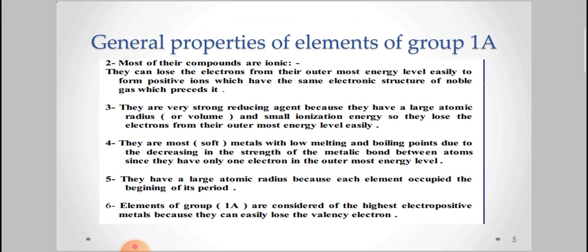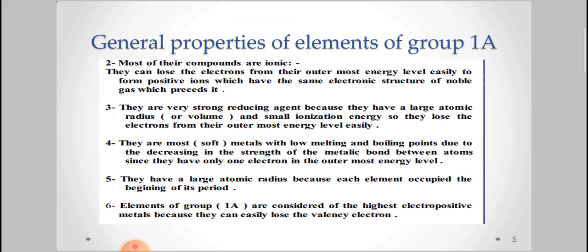Most of their compounds are ionic. They can lose the electrons from their outermost energy level easily to form positive ions, which have the same electronic structure of the noble gas which precedes them. They are very strong reducing agents because they have a large atomic radius or volume and small ionization potential or ionization energy, so they lose the electrons from their outermost energy level easily.